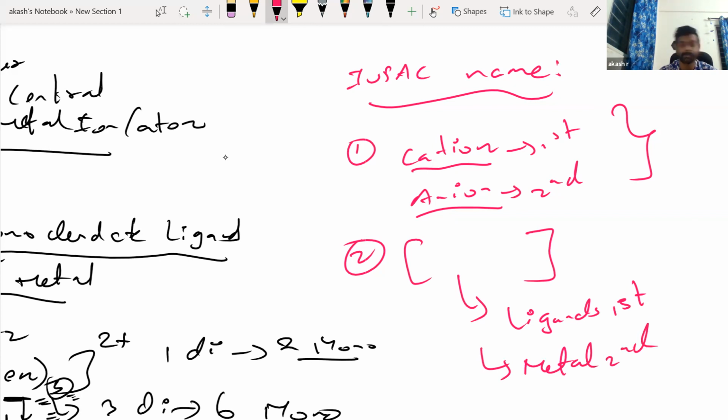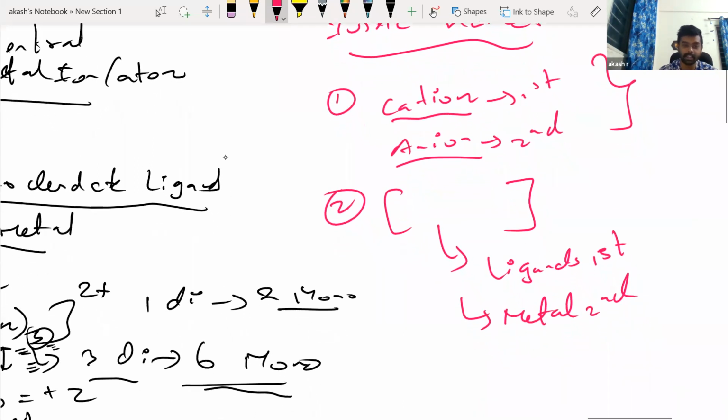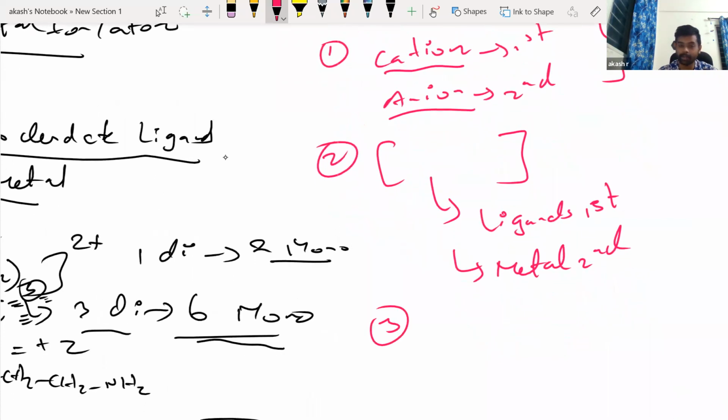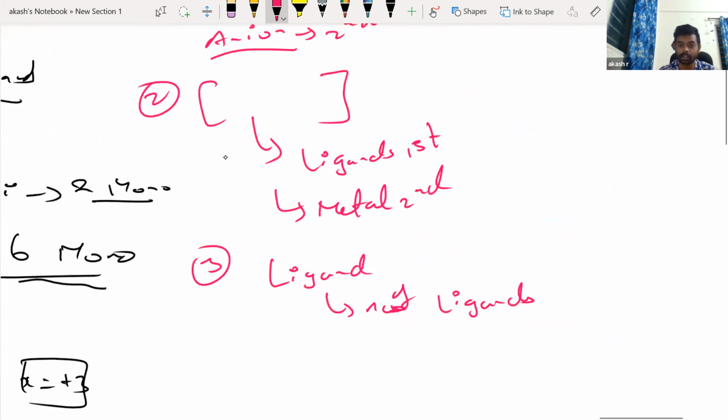Metal second. You have to name the ligands first, and only then name the metal. Whenever we name the ligands, please understand that the number of ligands is very important. The number of ligands has to be mentioned. For the number of ligands, you'll be writing two things.